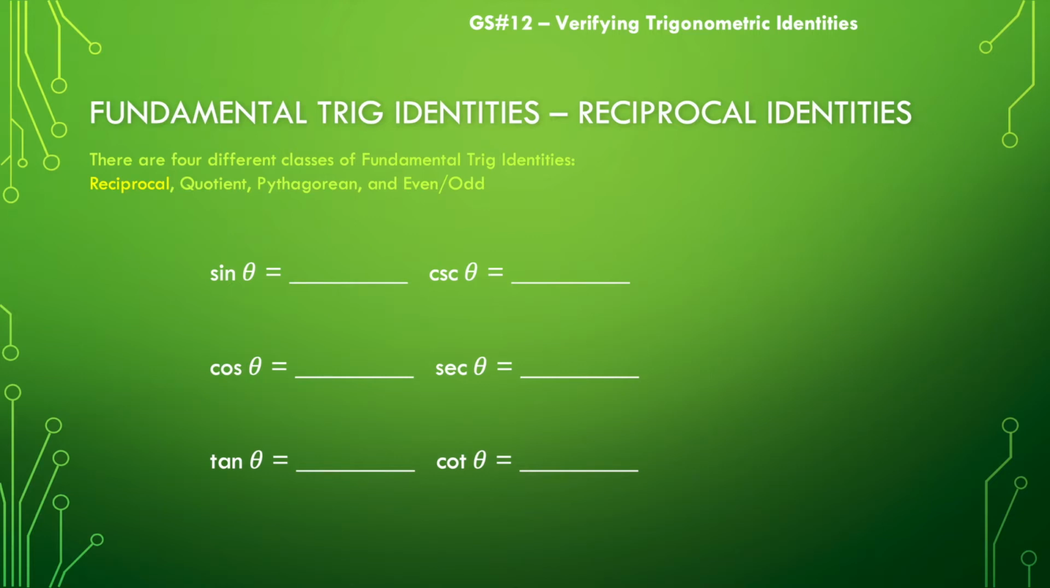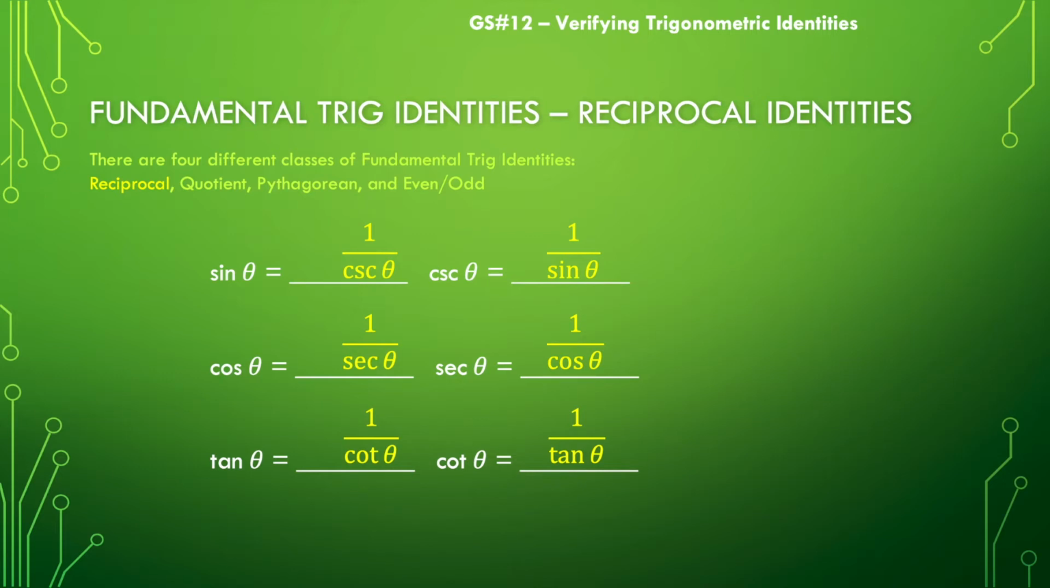Sine of theta is the same as 1 over the cosecant of theta. And cosine of theta is the same as 1 over secant theta. We know tangent of theta is 1 over cotangent of theta. And then cosecant of theta will equal 1 over sine of theta. Secant of theta is the same as 1 over the cosine of theta. And cotangent of theta is equal to 1 over tangent of theta.